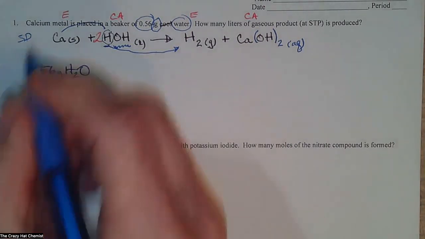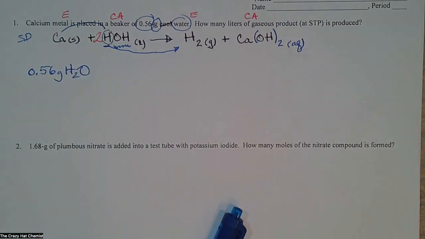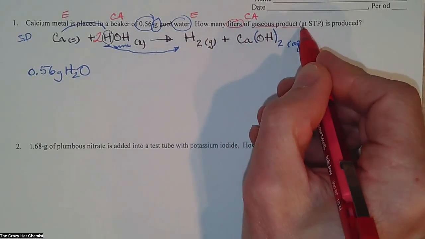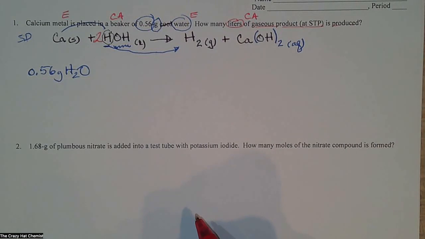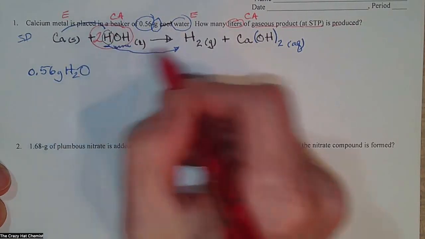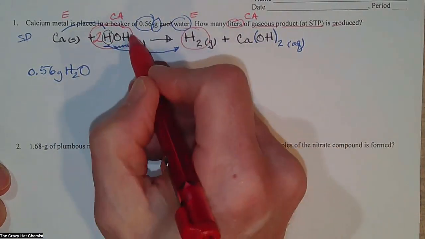And now we're going to look at our flow chart and figure out what we want to do. So we're going to reread the question, and it says how many liters of gaseous product at STP is produced. So we've got to figure out which of the products is the gaseous product. And the gaseous product, hopefully you see that because I've actually included the states of matter, is hydrogen gas. So that's what we need to go to. So we need to take our number here from water and go to the hydrogen, which is a gas.